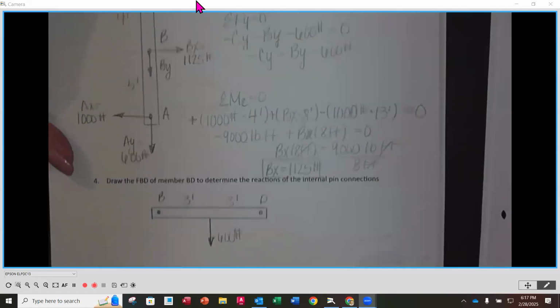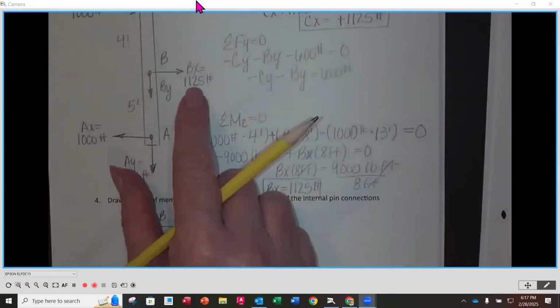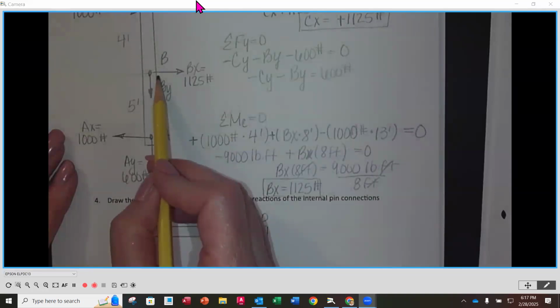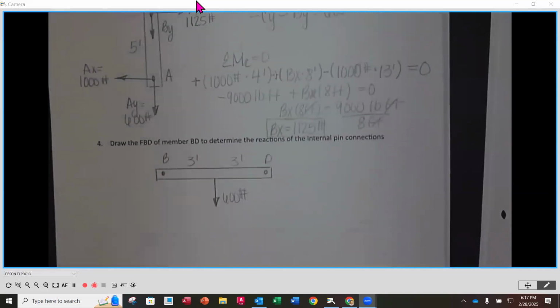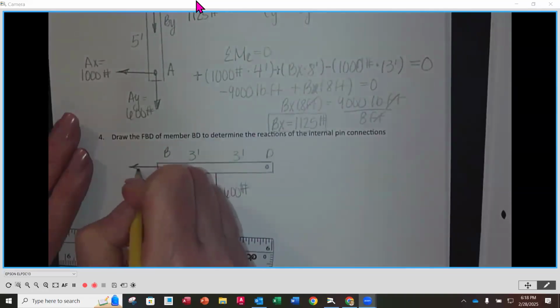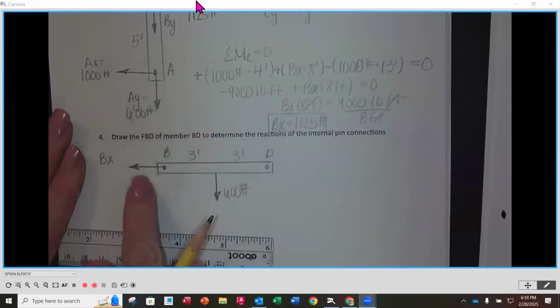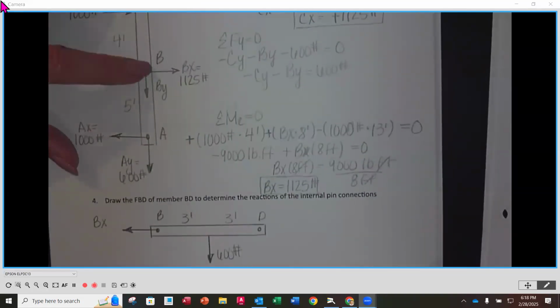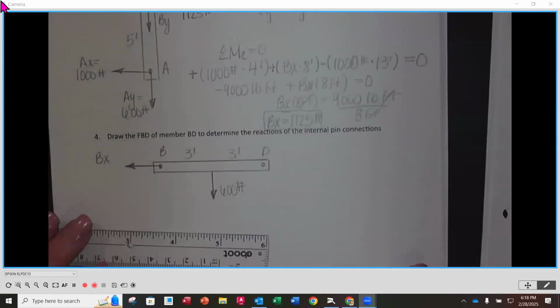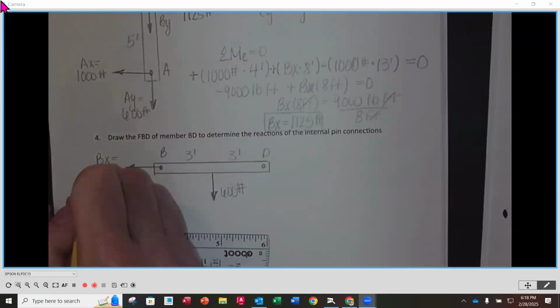Now, we look back to our original member. We already confirmed the direction on this member to be 1,125 going to the right. So as we said, for internal pins, when we go to a new member, it has to go in the opposite direction. So that means that our BX is going to go to the left on this member. If it's confirmed and going to the right on the member above, then it's going to switch directions on the next one. And this is going to be equal to 1125 pounds.